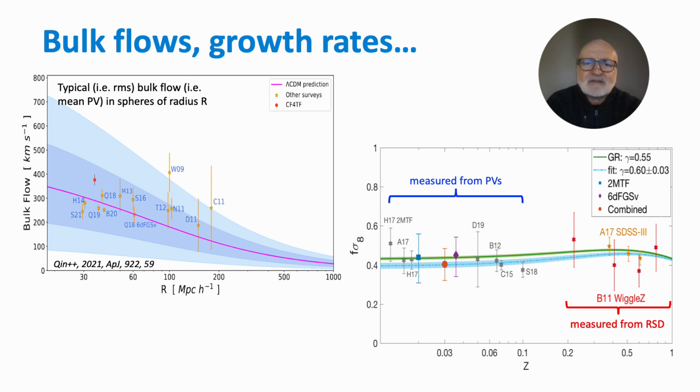We can also measure the growth rate of structure, f sigma 8, at low redshifts, where any potential deviations from the standard cosmological model would be largest, and where redshift-based distortions cannot be used. And of course we can also measure the velocity power spectrum and the galaxy velocity cross-power spectrum to obtain additional constraints on cosmological models.